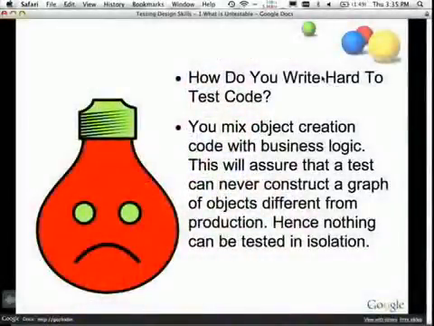So let me ask the question again. How do you write hard-to-test code? The real crux of the problem is, if you want to make code hard to test, you mix your object creation code with business logic. The moment you mix those two pieces together, you cannot instantiate anything in isolation. And when you cannot instantiate anything in isolation, the only thing you can possibly instantiate is these humongous chunks of the application, which pretty much cause you to instantiate the whole thing. And now we're back to square one, which is scenario-based testing. And we already decided it's not a good idea.